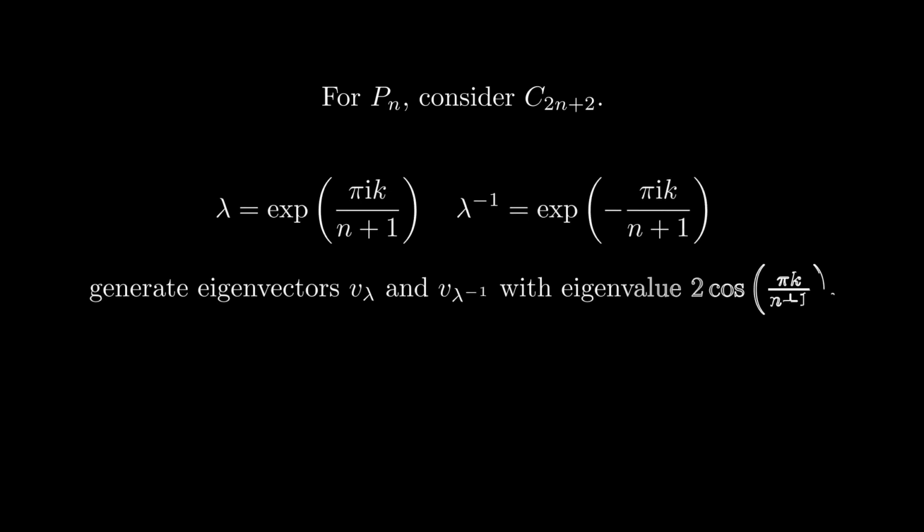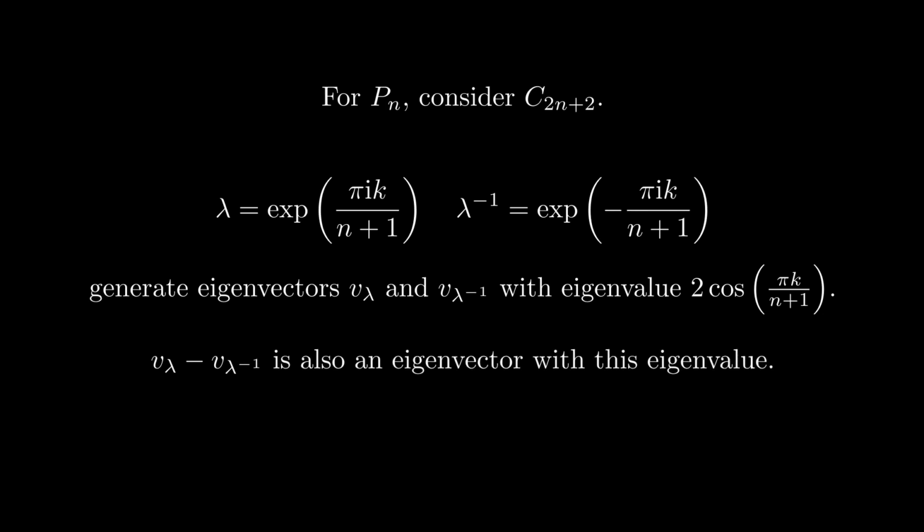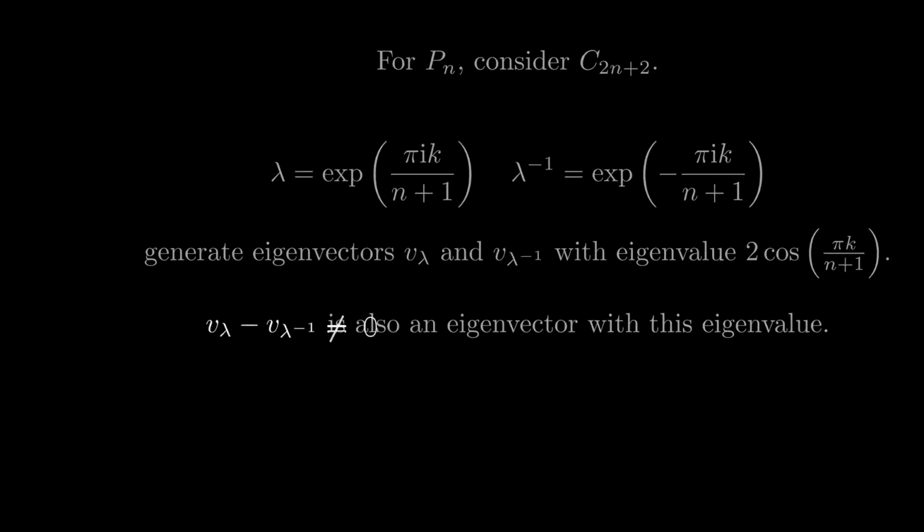For a path of length n, we will consider the cycle of length 2n plus 2 and then cut off some bits later. The eigenvectors generated by our lambda and its inverse both correspond to the same eigenvalue 2 cosine(pi k divided by n plus 1), so their difference is also an eigenvector to that eigenvalue. Their difference is non-zero, but has 0 entries in the first component and the n plus second component, since there we just get 1 minus 1 and minus 1 minus minus 1 respectively.